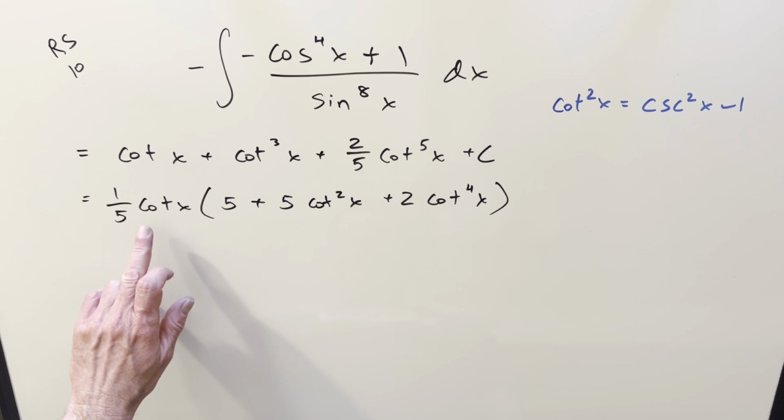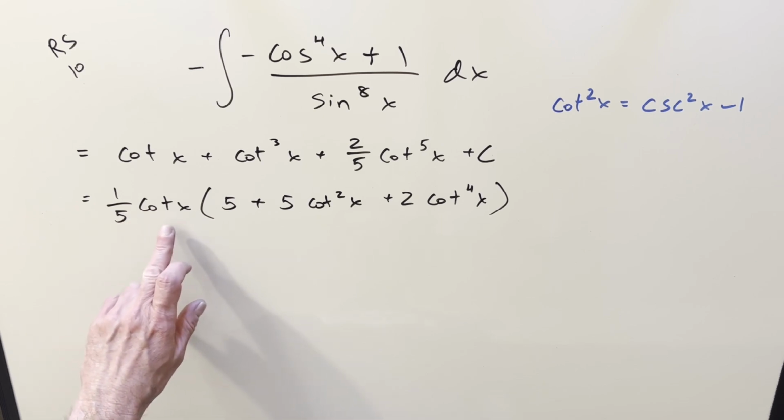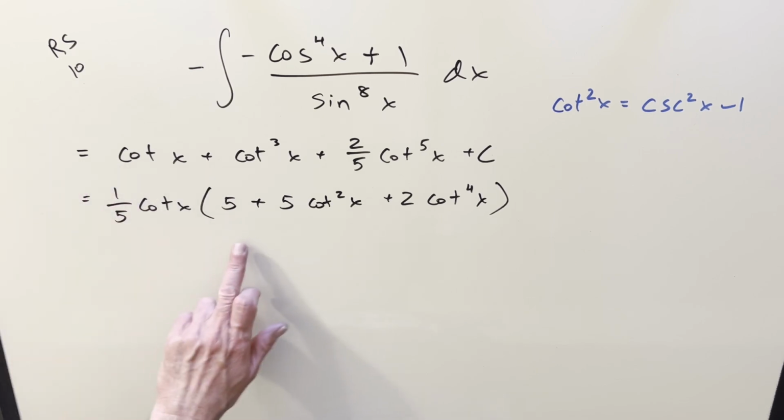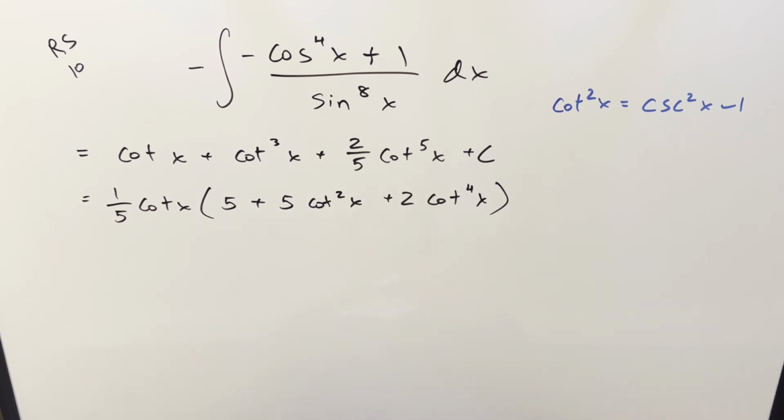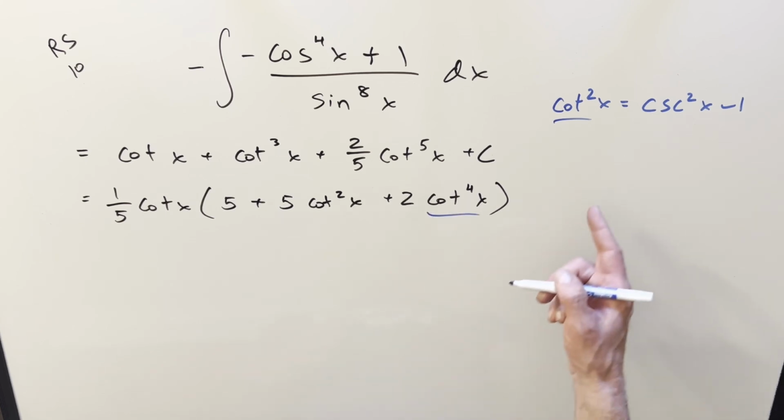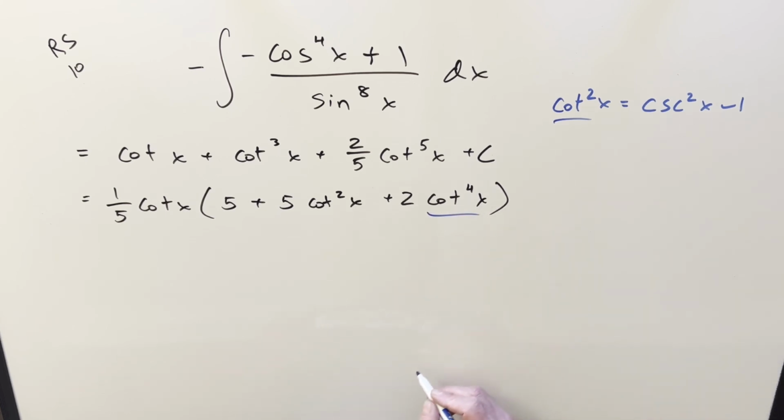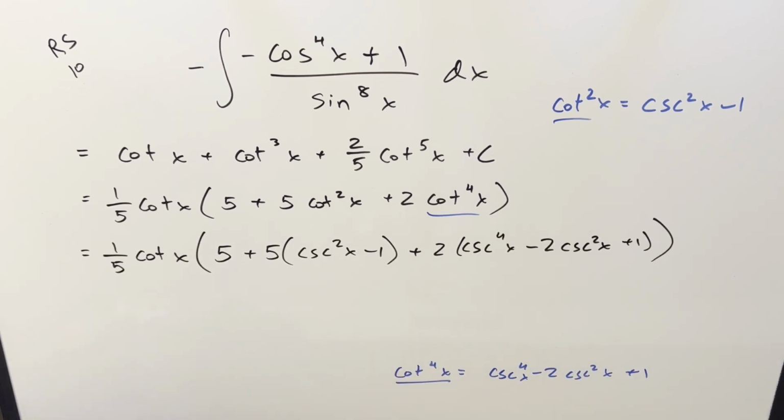Now, for the first step to simplify, I factored out 1/5 cotangent of x from my solution on the previous board, which leaves us with this. And then we can use this identity for cotangent to get it in terms of cosecant squared x minus 1. Now we have cotangent to the 4th over here. For that, we can just square this. So for cotangent to the 4th x, that's going to be cosecant to the 4th minus 2 cosecant squared x plus 1. So I'll plug in this value and this value into this here. And then from here, we just need to put together like terms.